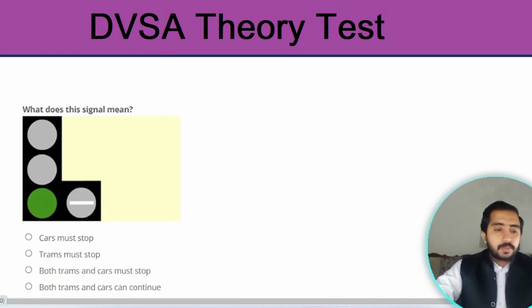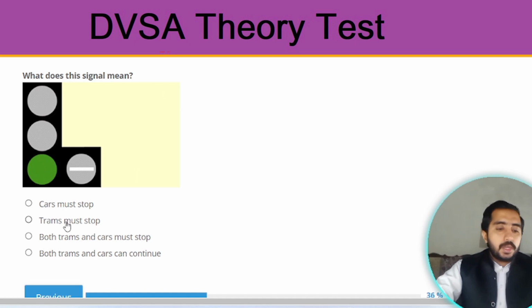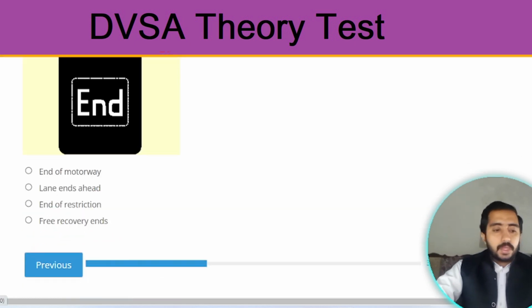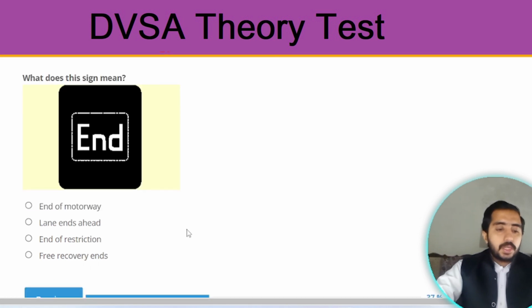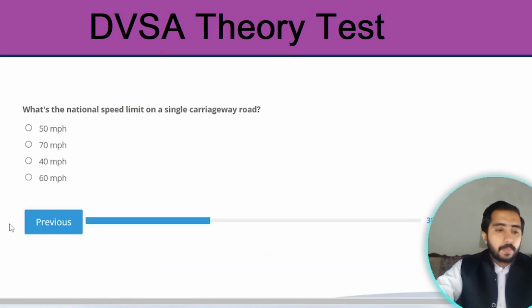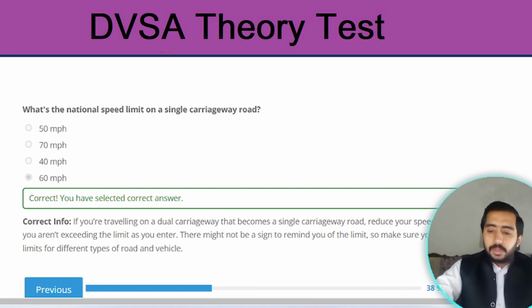Next one. What does this signal mean? This signal is represented by trams must stop. Next one. This sign is clearly represented by the characters written on the symbol itself, which is end of restriction. Next one. What's the national speed limit on a single carriageway road? The national speed limit is defined as 60 mph.